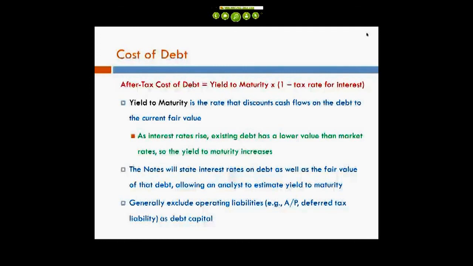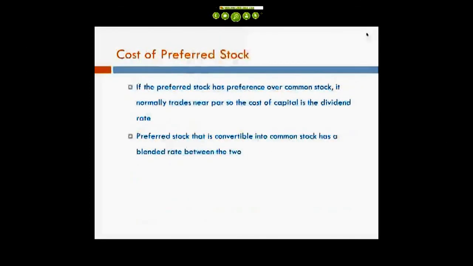Okay. Next, you have the cost of preferred stock, and for most companies, preferred stock is almost immaterial. But if you need to figure out the cost of preferred stock, it generally trades at par, and the periodic dividend is the value. So you figure out the rate of that dividend.